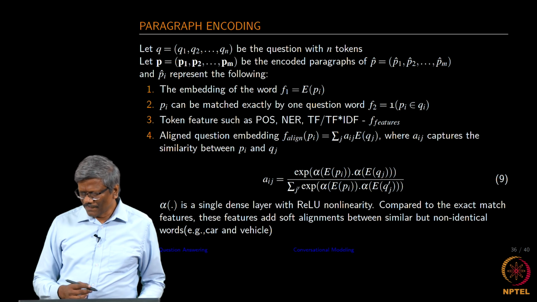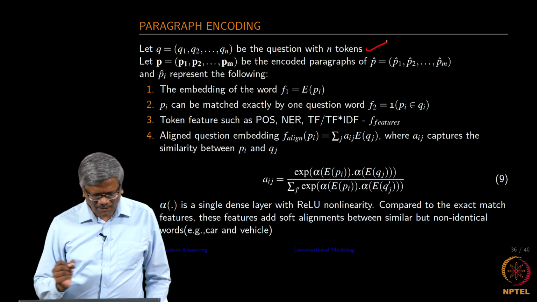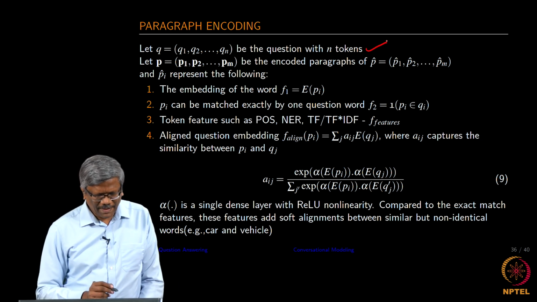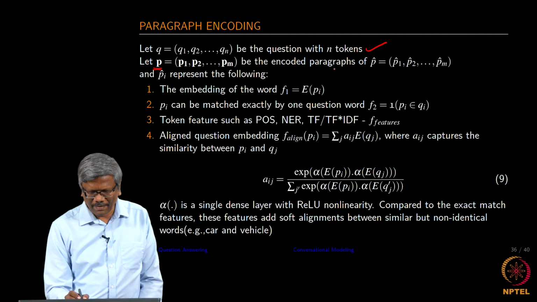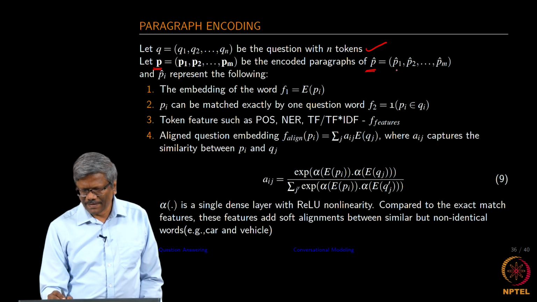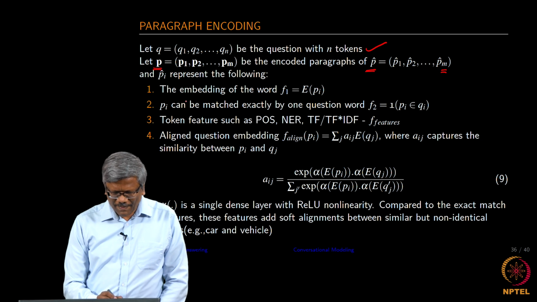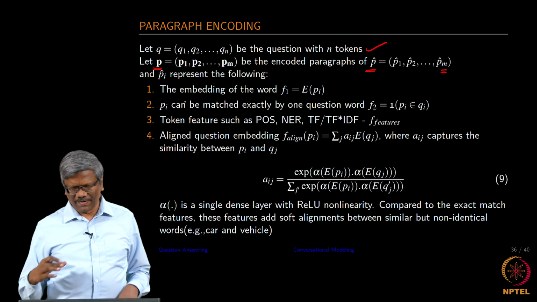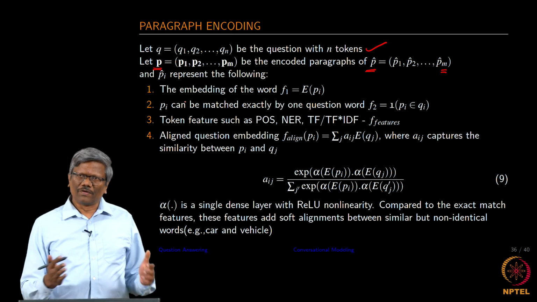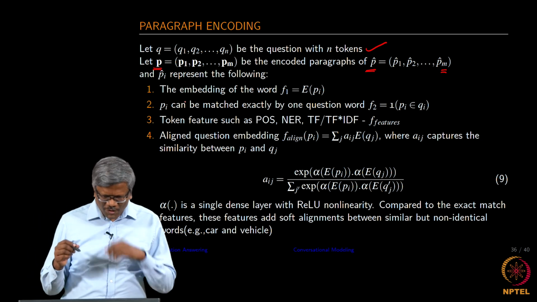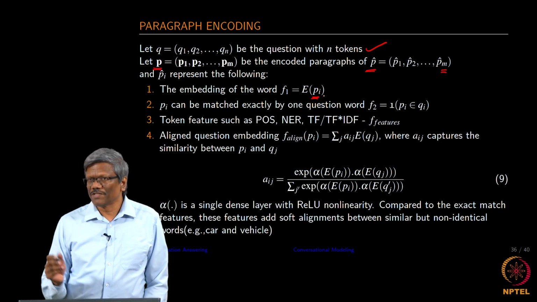Okay. So, in the same fashion, we have to have certain notation for the paragraph as well. We have the question with n tokens, and then we have capital P again. This is the encoded paragraphs of P hat, which contains m elements. What is that P hat? We will define now. For every paragraph that we have retrieved using the retrieval model, or if you are going to be using the SQuAD, you have the paragraphs made available. We can find the embedding for each of the word in the paragraph.